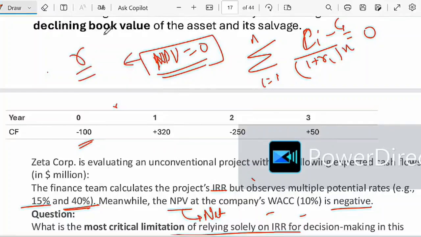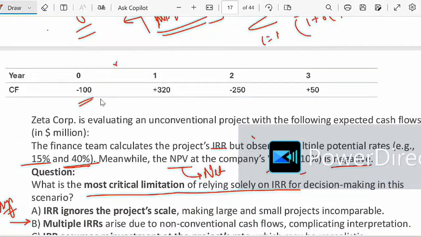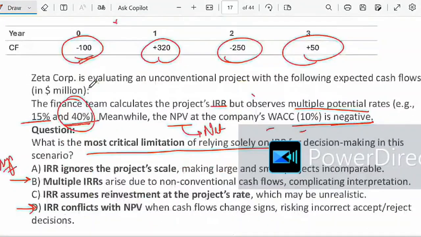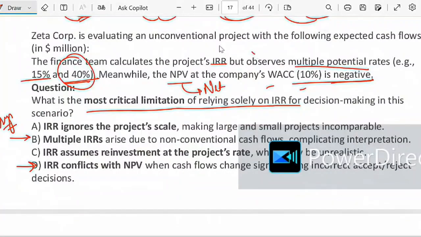What happens whenever cash flow changes sign? See, here it is negative, here it is positive, again negative, again positive. In such a case, what happens? You will get multiple IRR, meaning more than one IRR, right? You may see that your return is 40%, but actually it is not. So in that case, NPV always gives you the real value. So remember, this is the limitation of the internal rate of return: in unconventional cash flow, internal rate of return does not work. Rather, we have to rely on NPV, net present value.